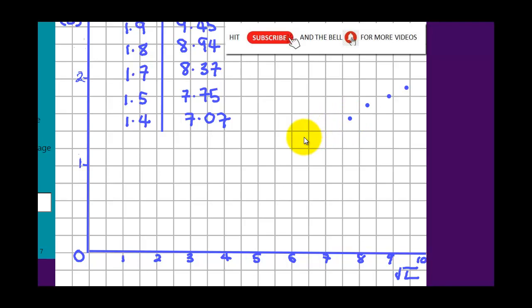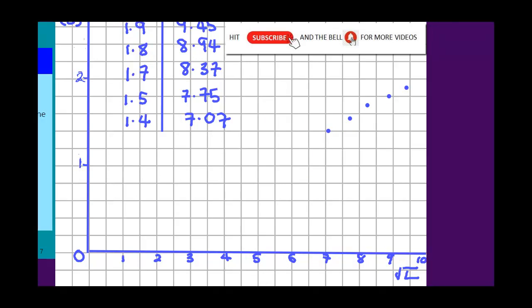Okay. So the next one says 1.4. Now this is 1.4 against 7.07. That's close to 7.1. Okay, so we have 7. So this will be around here. This will be around here. Okay, so these are my dots.